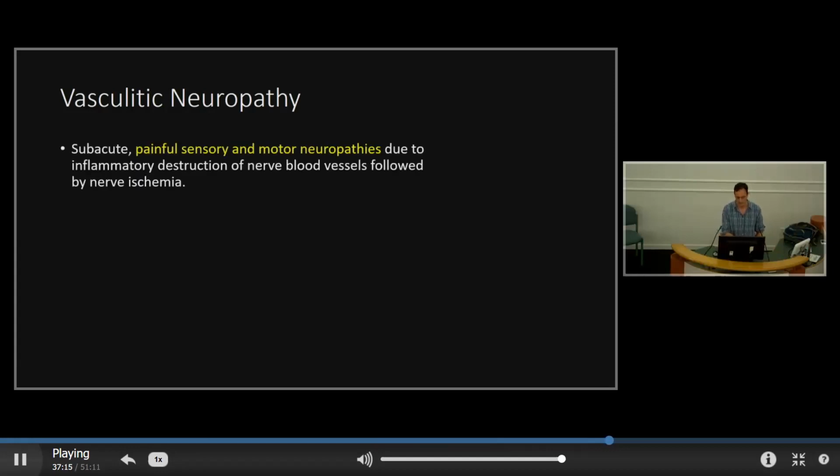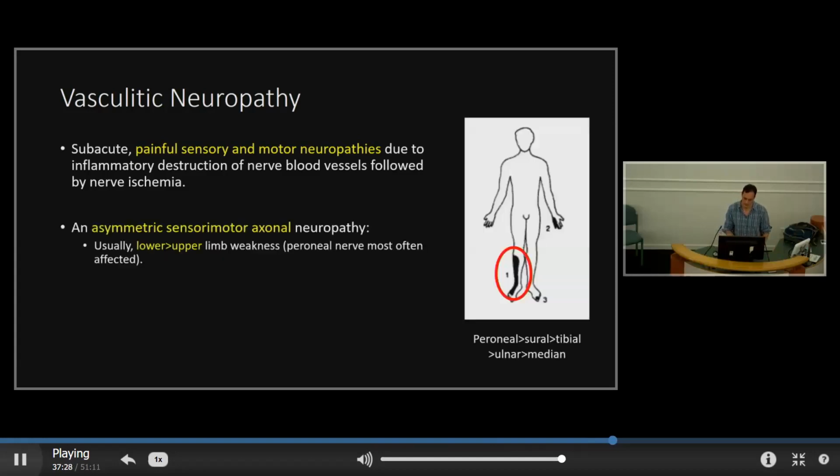Okay, so vasculitic neuropathies are nasty. They're subacute, they're painful, and they're predominantly motor neuropathies, and you get inflammatory destruction of the nerve blood vessels, followed by ischemia and infarction of the nerve if you don't treat it. So the person will get an asymmetric axonal neuropathy. Usually the lower limbs are hit harder, and it likes to go for the peroneal nerve.